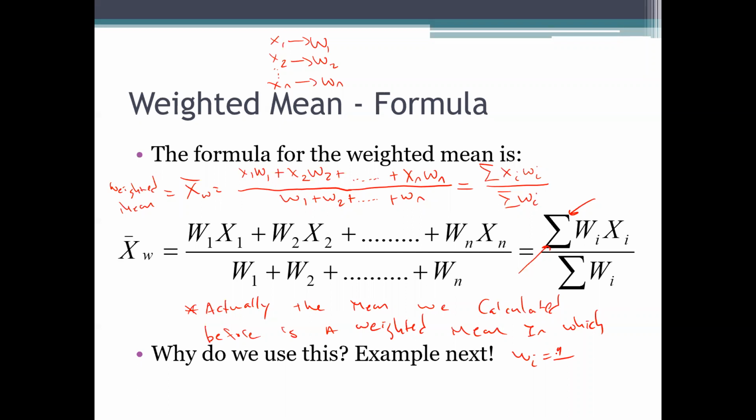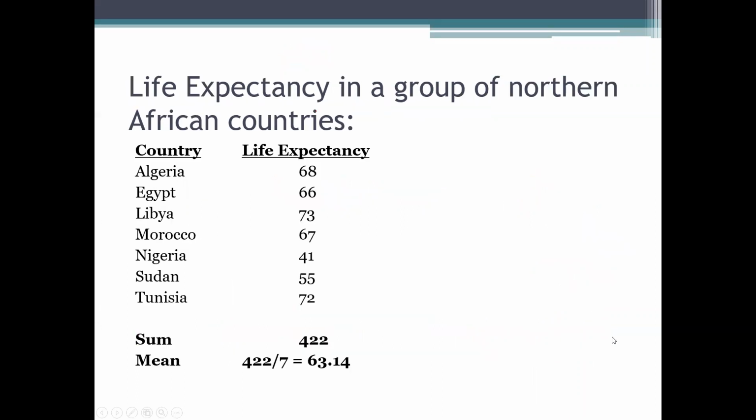Okay, but regardless, this formula is a little confusing. How and why might we need to use it? So I came across this data set a while ago, and for some reason I found it incredibly interesting. This data is a little old, so life expectancy has gotten better in each of these countries, but this was from a government website, and it said, here are the life expectancies in a group of Northern African countries. So there are 7 countries here: Algeria, Egypt, Libya, Morocco, Nigeria, Sudan, and Tunisia. I might be mispronouncing that. Anyways, here's the life expectancy in each of these countries.